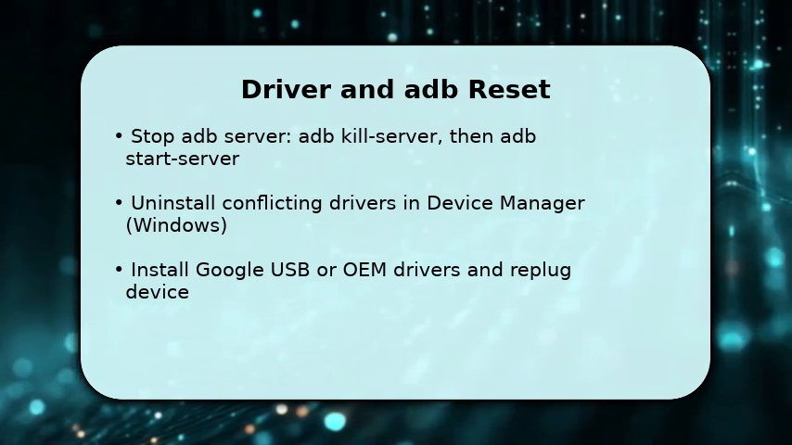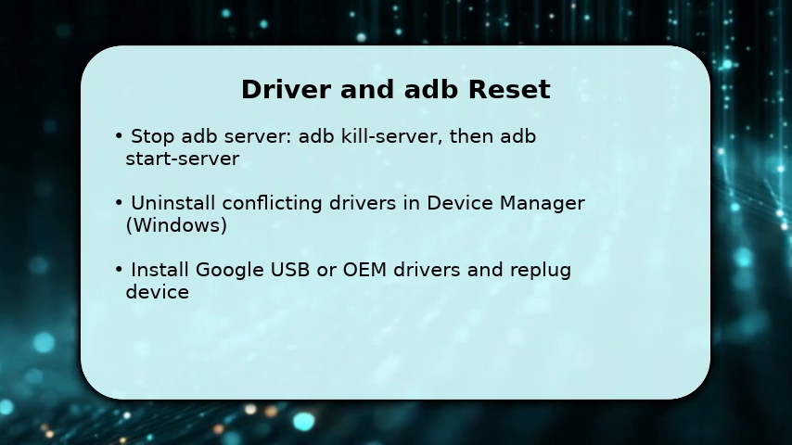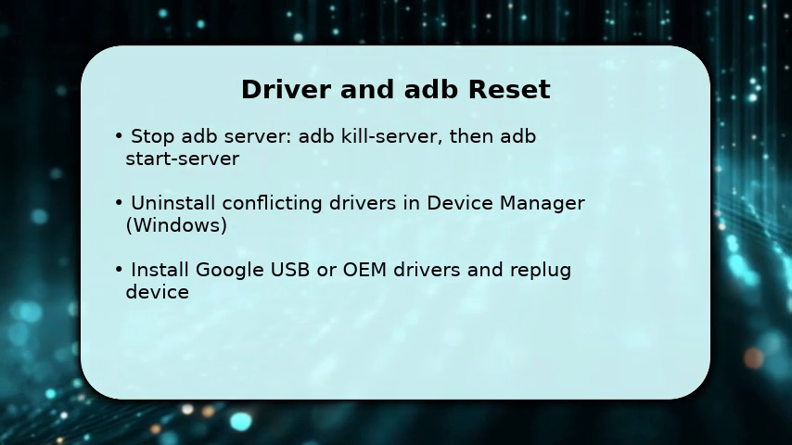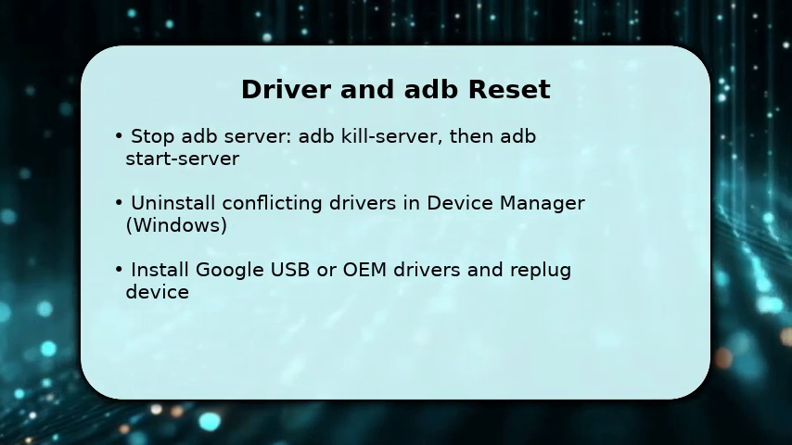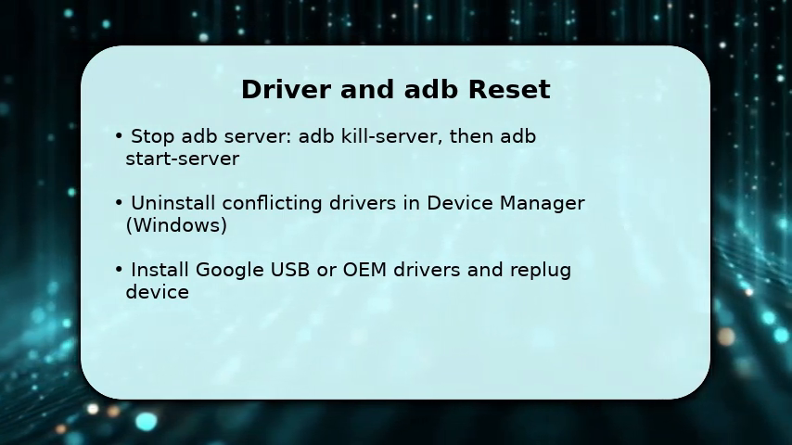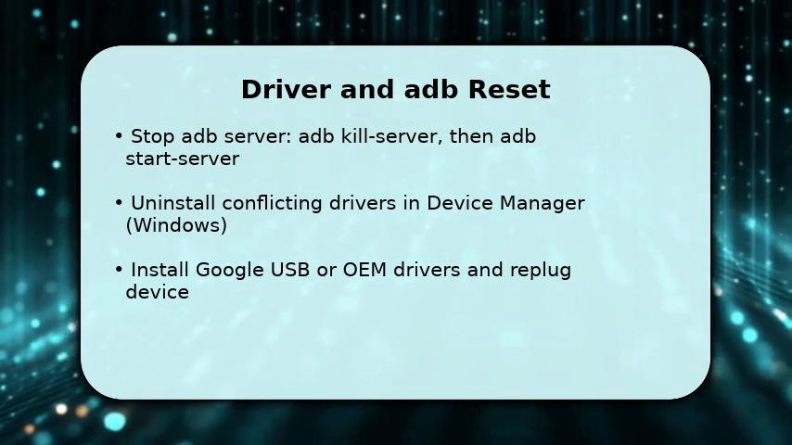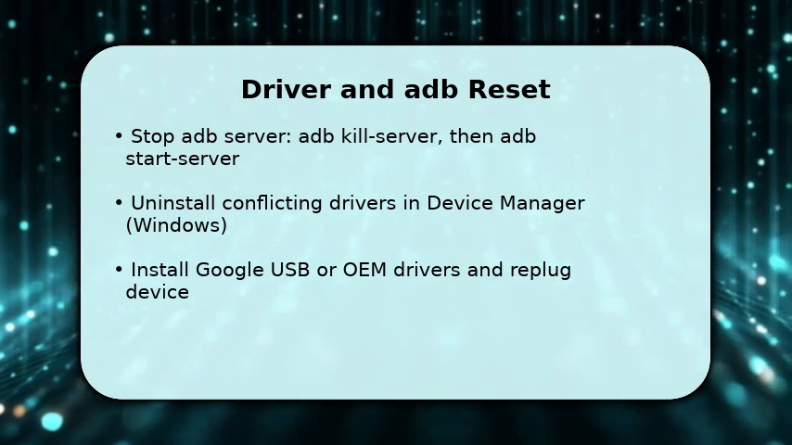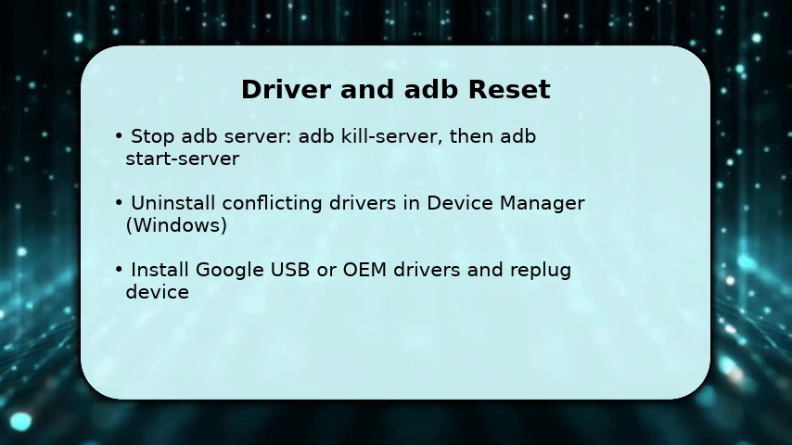Next, open Device Manager and uninstall any MTP or composite ADB interfaces that look wrong, because Windows often binds the wrong driver. Once removed, install the Google USB driver or your OEM driver. Then replug the device so Windows binds the correct driver. Make sure to allow the computer's RSA fingerprint on the phone when prompted.